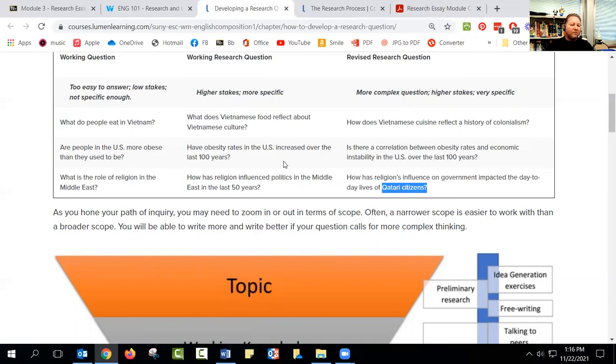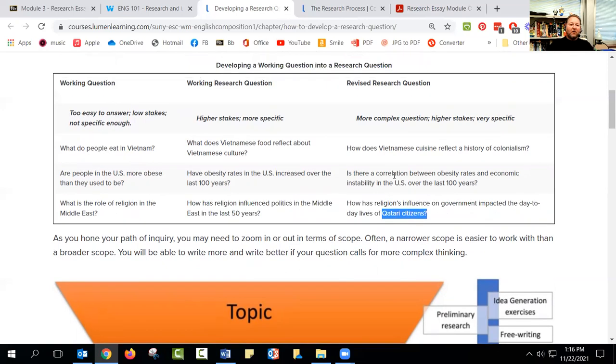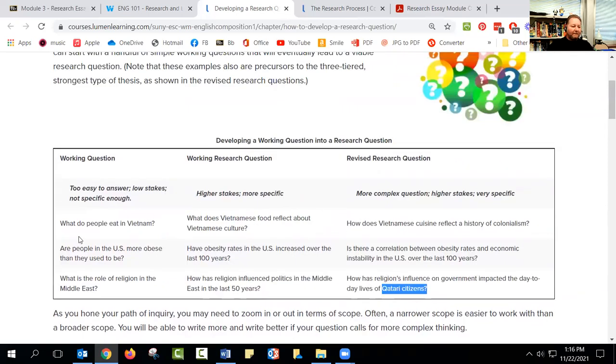So when you come up with your working question, think about it in terms of this one. If it helps, go back to this page and look at these again and say, okay, my thesis question is kind of like this one. How can I make it more specific and make people care about it?